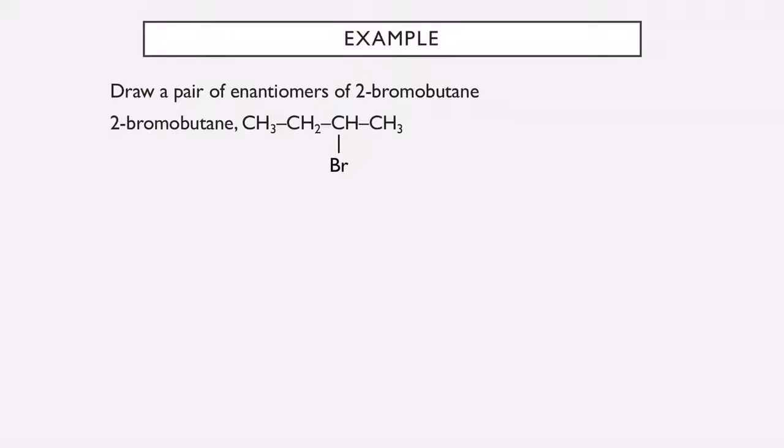So, let's see. Now, you have to know how to draw a pair of enantiomers. Okay? So, you have 2-bromobutane. Kat sini, awak dah ada the structural formula. So, let's look at this carbon right here. This carbon has 1, 2, 3, 4 substituents. And they are all different. That means that it has a chiral center right here. Okay? So, how do we start?